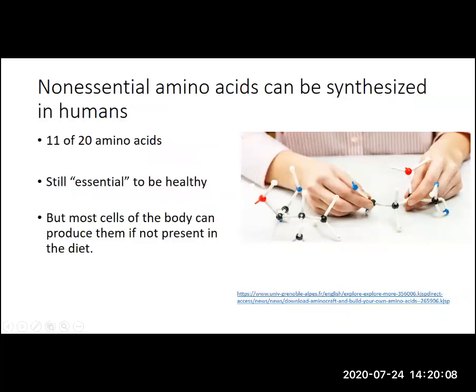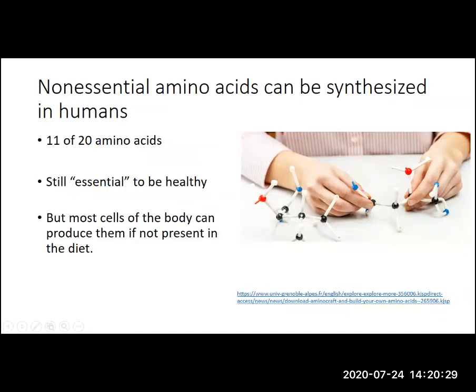Now, the non-essential amino acids are basically amino acids that can be synthesized within the human body. And so we're taking a look at the name non-essential. That's a little bit of a misnomer. We still need them within our body to be healthy. We still need all 11 of these non-essential amino acids to be able to build the proteins that we need within the body. But we can synthesize them.